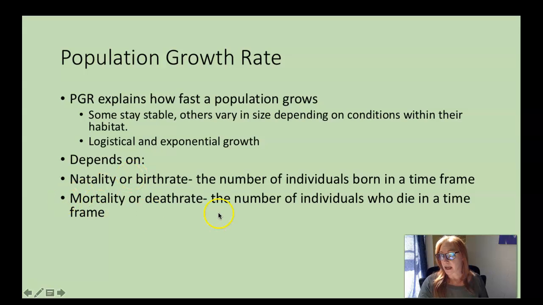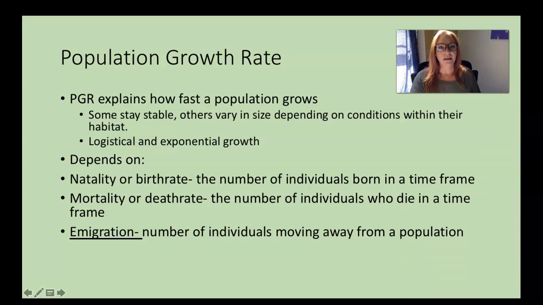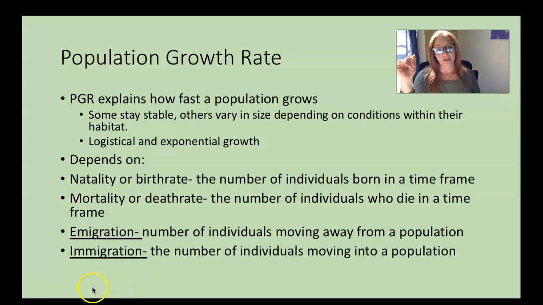Okay, so that's their birth rate. Mortality, or death rate, how many die? And emigration, with an E, like Emigration Canyon up by where I live, is the number of individuals that leave a population for whatever reason. They just keep walking. I'm out of here. I'm gonna go found my own population. Okay? Emigration, E is away. And then we have immigration, I is in. So immigration is the number of individuals that might come into a population from outside.